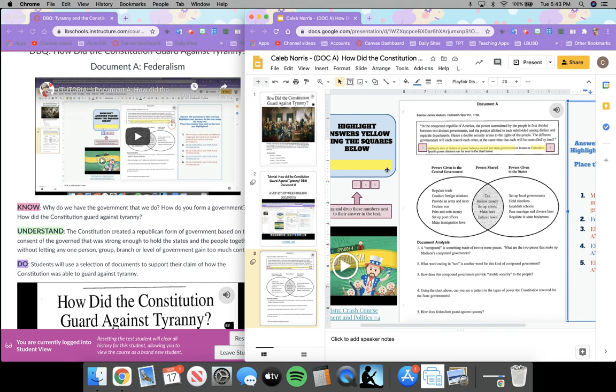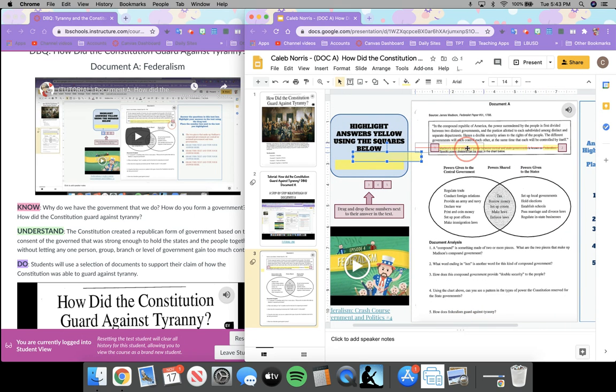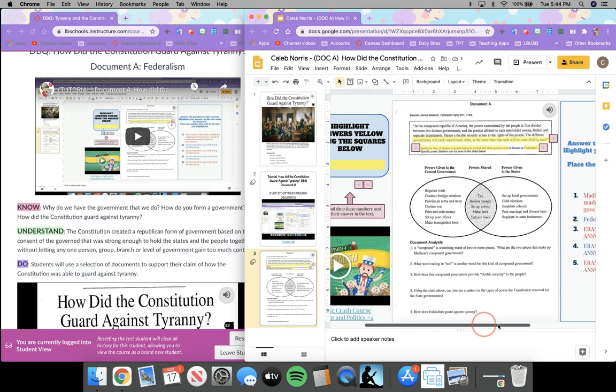So I'm going to go ahead and use one of my squares. And then it says the different governments will each control each other at the same time that each will be controlled by itself. So I'm going to go ahead and put the number 3 next to this here. And then I'm going to write out my answer.